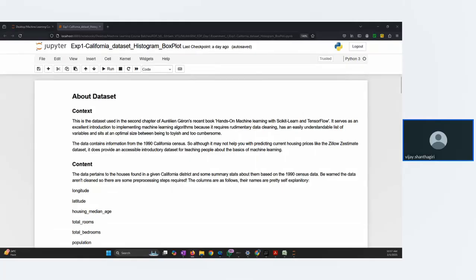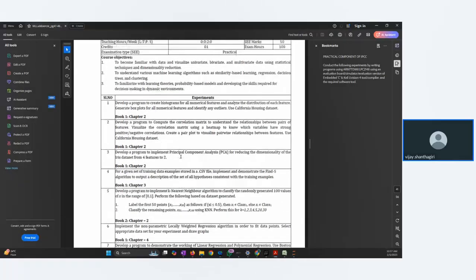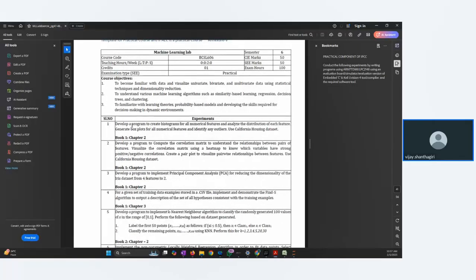All right, so we're going to start with experiment one, which is California dataset histogram box plot. So let's just get the reference in it. First experiment: develop a program to create histograms for all numerical features and analyze the distribution for each feature. Generate box plots for all numerical features and define new outliers.